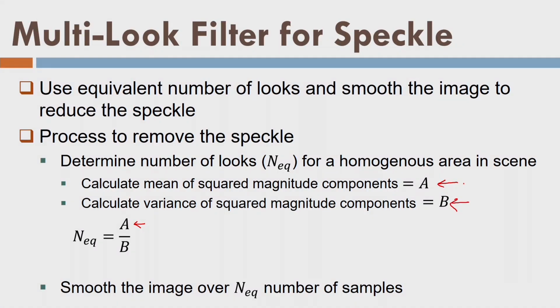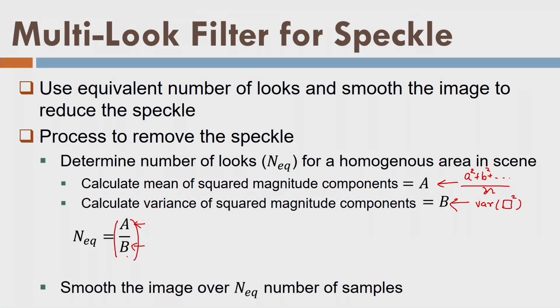So first the mean is A, say A square plus B square divided by n, the number of pixels. Similarly, I find out the variance of square quantities for n pixels again. Then we take the ratio of A by B. Now if variance is less for the homogeneous area, I should expect low or minimum variance. What will happen? This A by B will be higher.